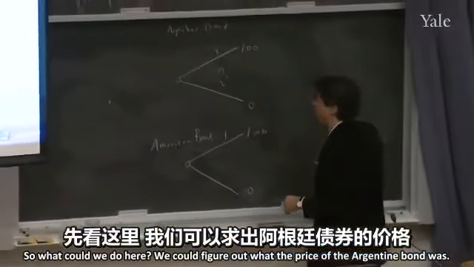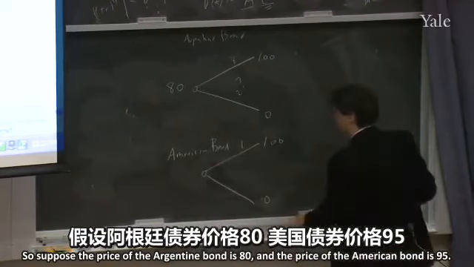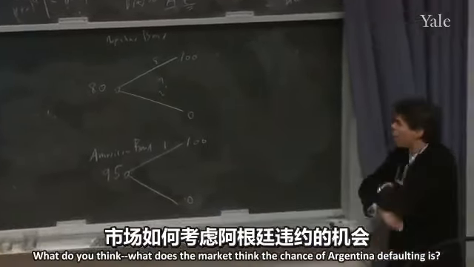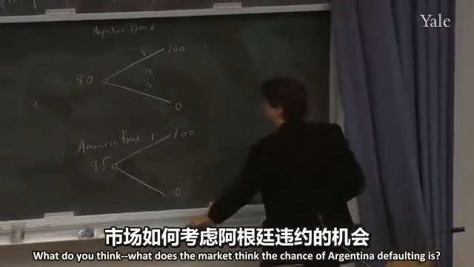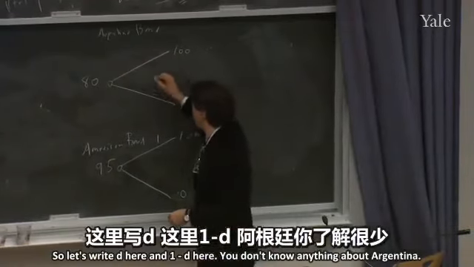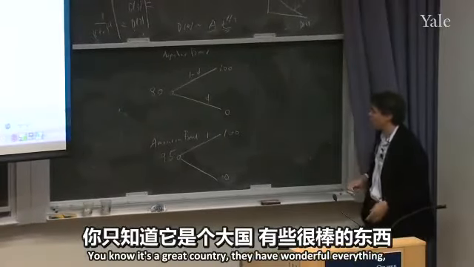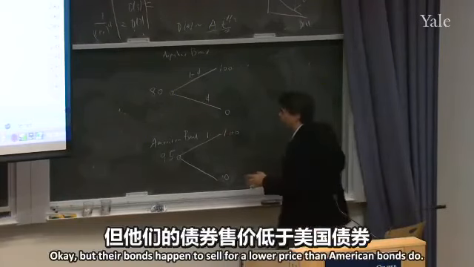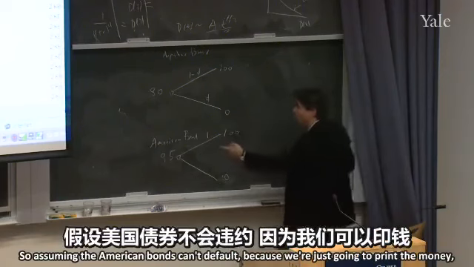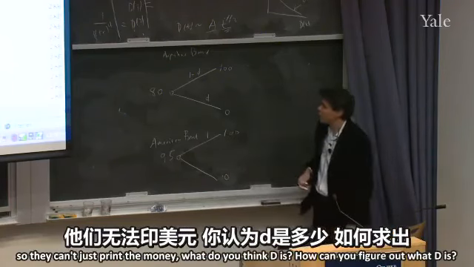So what could we do here? We could figure out what the price of the Argentine bond was. So suppose the price of the Argentine bond is 80, and the price of the American bond is 95. Okay, what do you think? What does the market think the chance of Argentina defaulting is? How would you figure that out? So let's write D here and 1 minus D here. You don't know anything about Argentina. You know it's a great country. They have wonderful everything: music, beautiful people, everything. But their bonds happen to sell for a lower price than American bonds do. So assuming the American bonds can't default because we're just going to print the money, and Argentina might default because maybe they've tied their payments to the dollar, so they can't just print the money, what do you think D is? How can you figure out what D is?